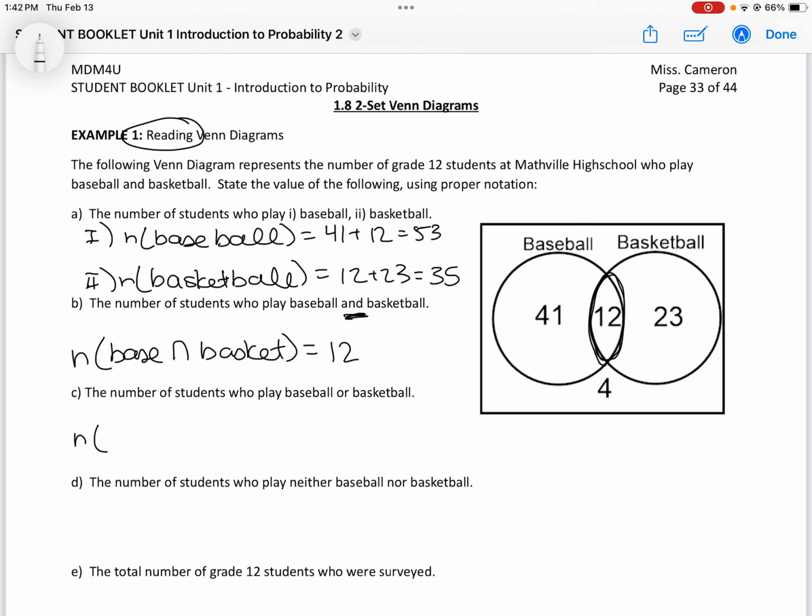Whereas the number of students who play baseball or basketball, we're going to use the union because it's either or. Remember, it's a little bit fluffy, as long as they play one or the other. So we get 41 plus 12 plus 23, because all of these individuals play either baseball or basketball or even both of them. Okay, so 3, 4, 5, 6. So I get 76.